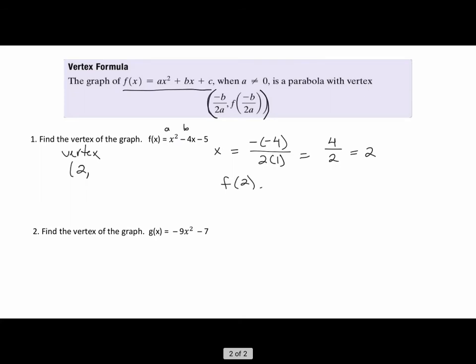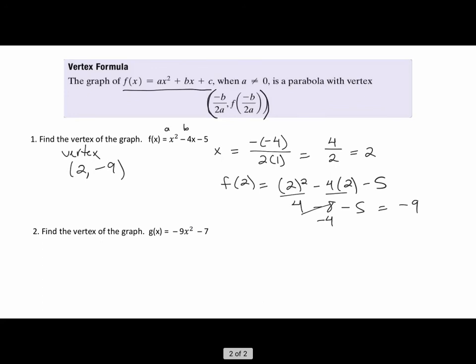So let's evaluate the function at 2. So put 2 in for x in this equation. That'll be 4 minus 8 minus 5. So that's negative 4 minus 5, which is negative 9. So that completes the vertex for that quadratic function.